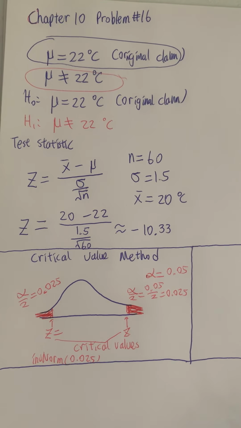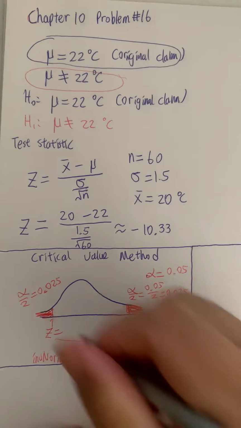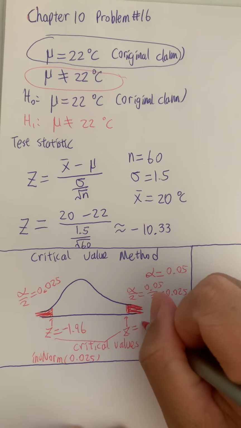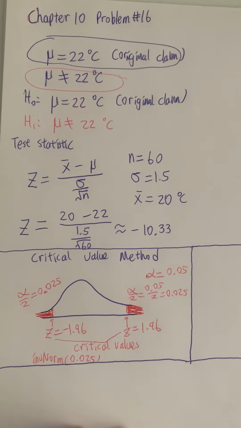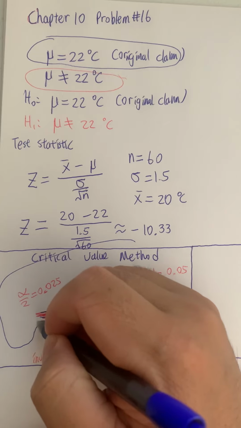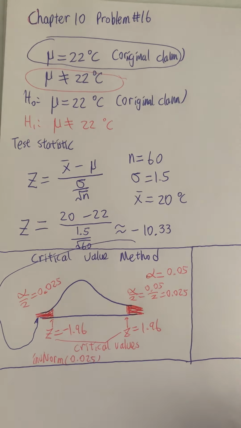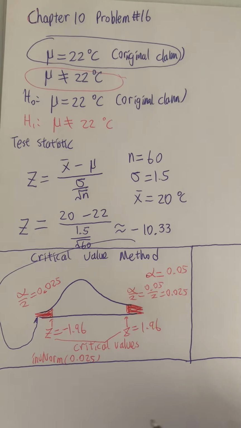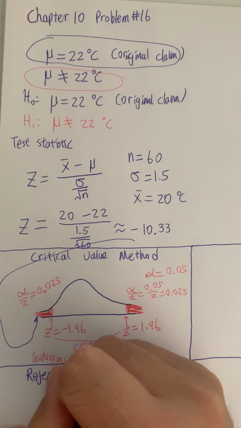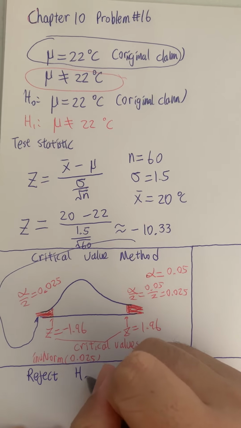So second VARS, invNorm, 0.025, gives negative 1.96, and this one is positive 1.96. You see negative 10.33 is much smaller than negative 1.96, so it's in the rejection region. Then we reject the null hypothesis.